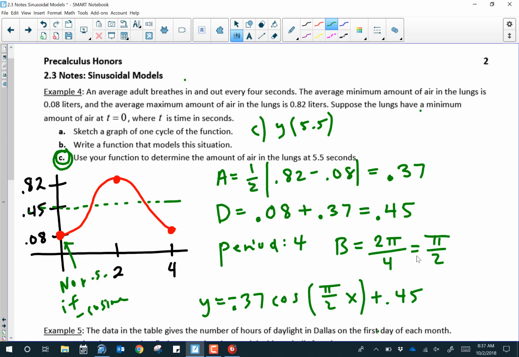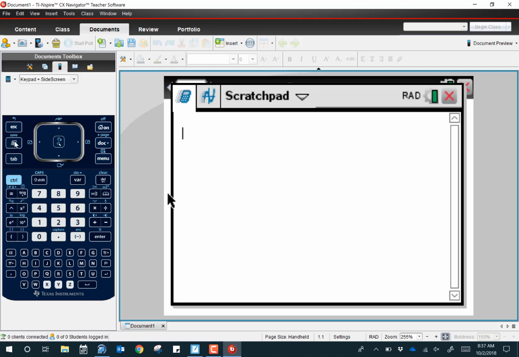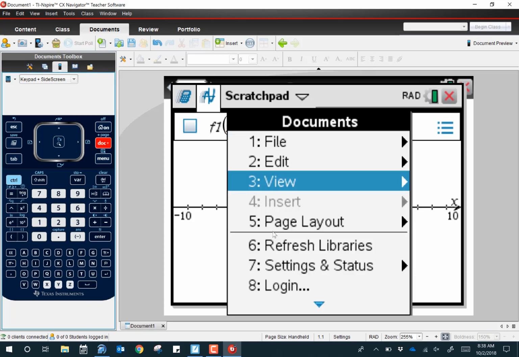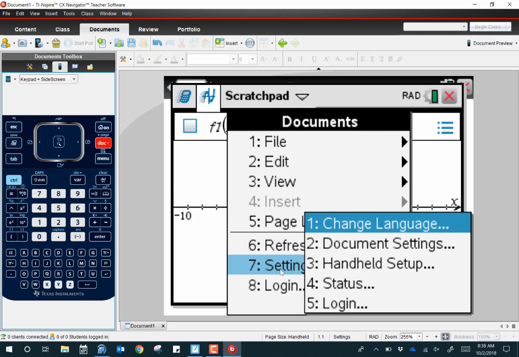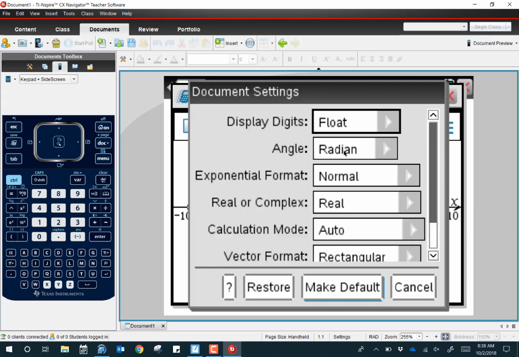You could have definitely chosen 360 degrees and done the same model. You just had to make sure your calculator is in degrees. So this is where I want to make sure we change to radians. I like to go to Scratchpad, but you should see rad at the top. If it does not, please follow these directions. To change to radians, go to doc, settings and status, document settings, and change your angle to radians and make it your default.